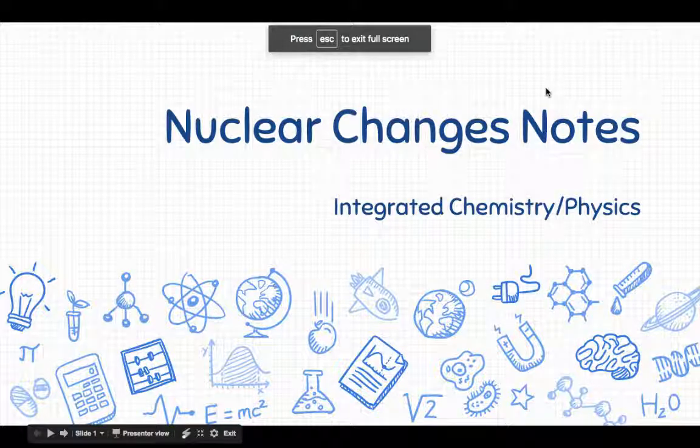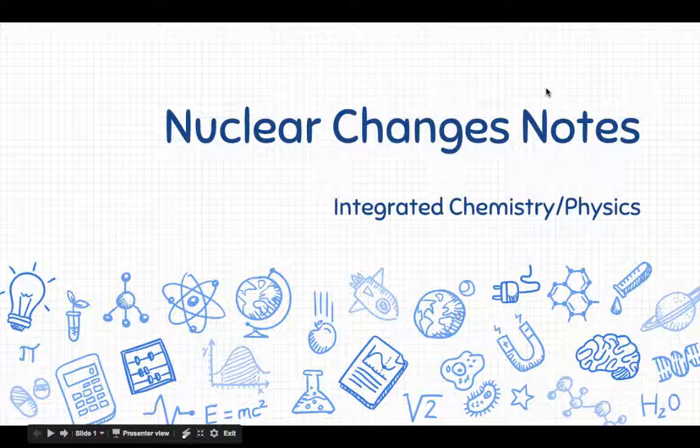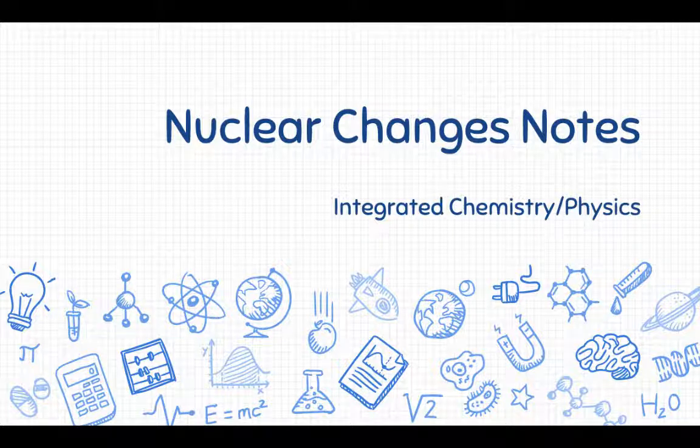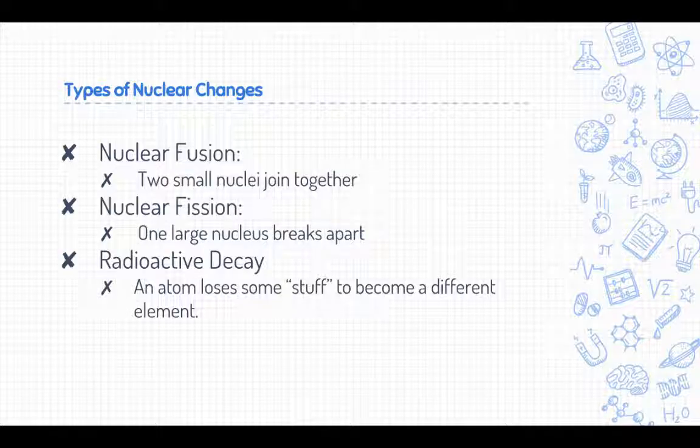We're talking about the different types of nuclear changes. A nuclear change happens to an atom when an atom is, for some reason, at a weird excited state of some sort. There are three types of nuclear changes we can have. There's nuclear fusion, where two small nuclei will join together. Nuclear fission, where one large nucleus will break apart. Or radioactive decay, where a large nucleus will throw out some of its stuff, usually protons or neutrons that are inside of its nucleus. And then it becomes a different element.